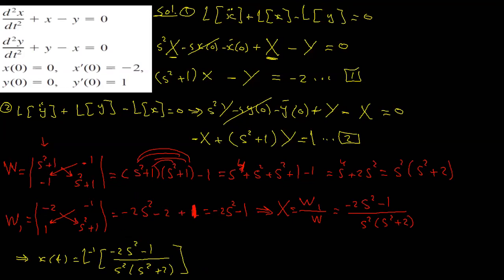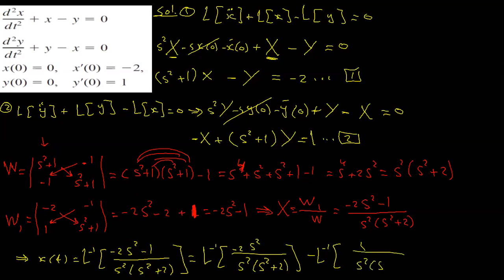What do you think? How to find the inverse of this? I think we can split it. Split it into 2 fractions. You are right. So Laplace inverse of the first one, which is negative 2 s squared divided by s squared plus 2, minus Laplace inverse of 1 over s squared plus 2.